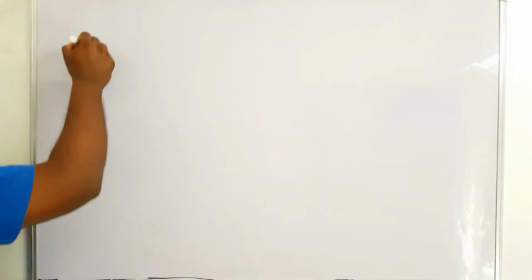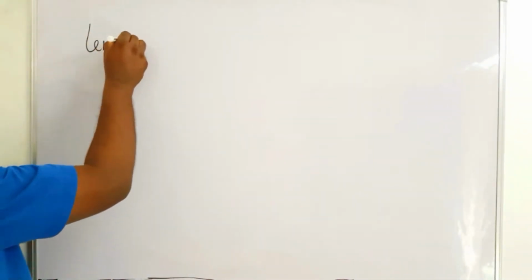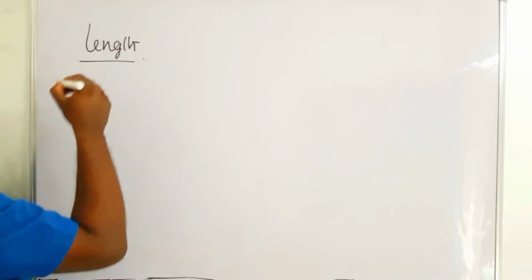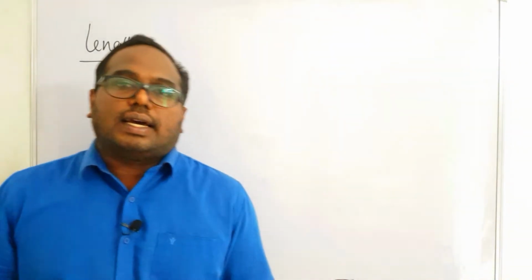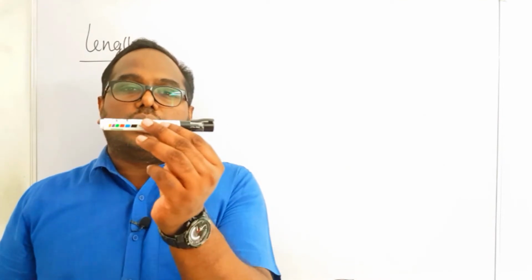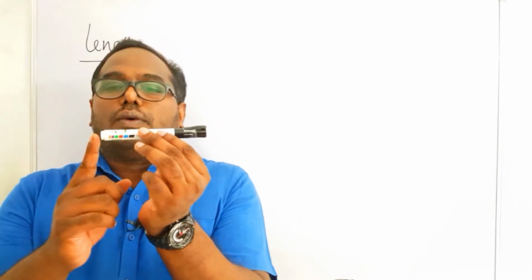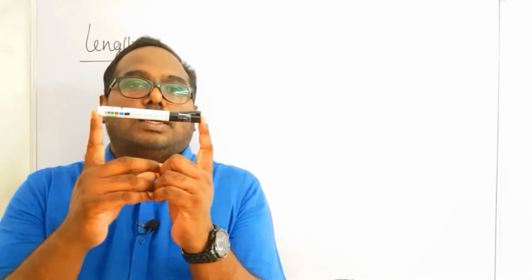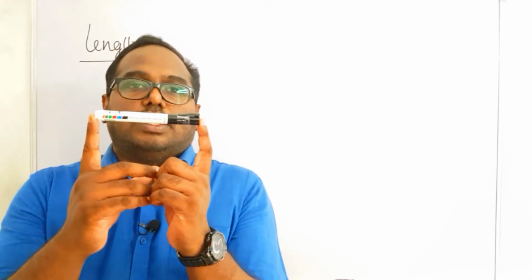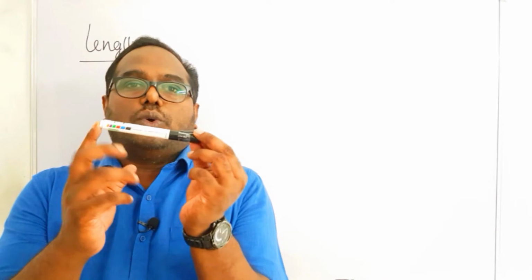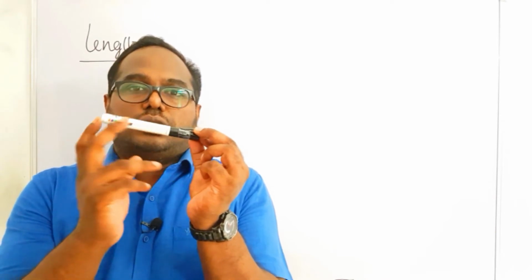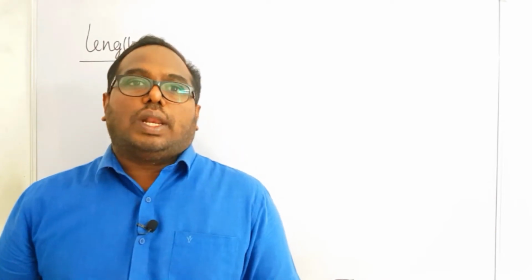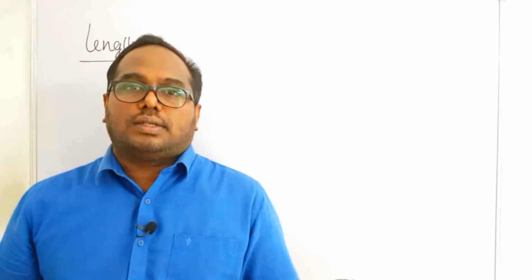So what is length? Length and how can we measure it? Length is the distance between two fixed points, right? If you want to measure the length of this pen, what you will do? From this end to the other end, you will measure the distance, right? So if there are two fixed points, you are measuring the distance between these two. That is length, right?